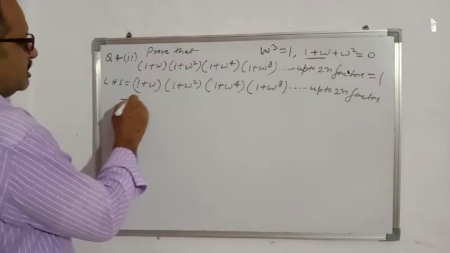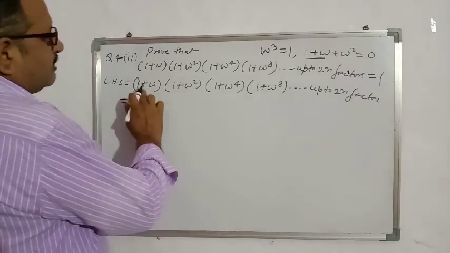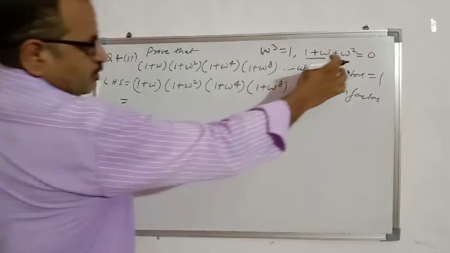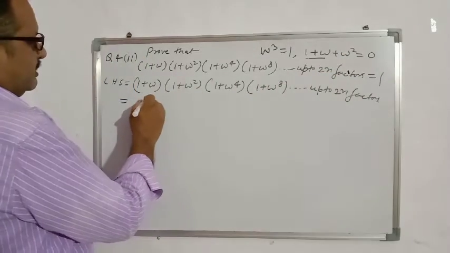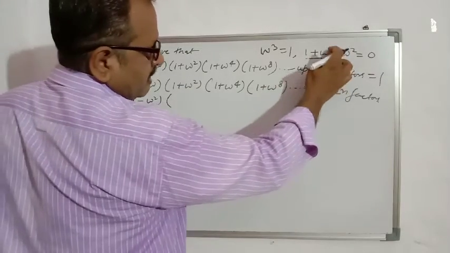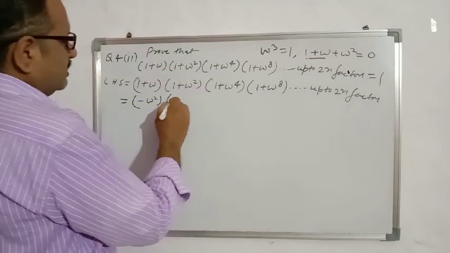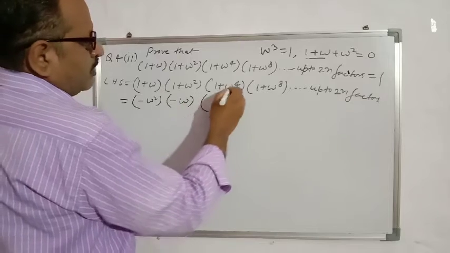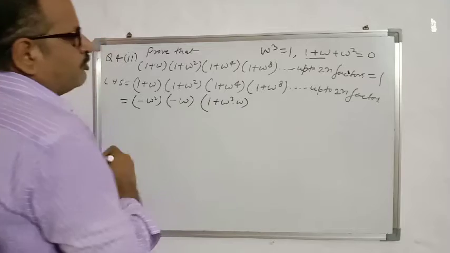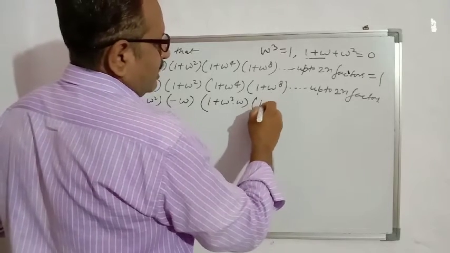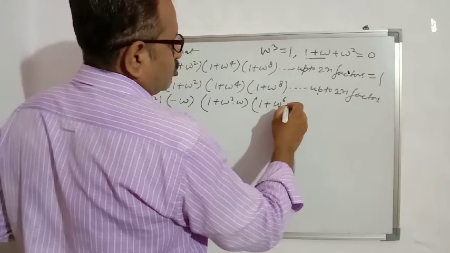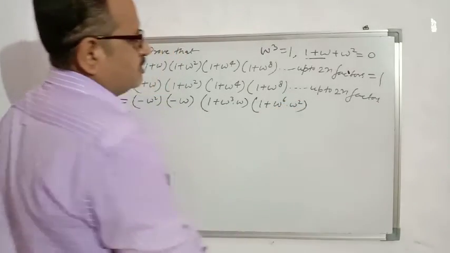So this is left hand side. What is 1 plus omega? From here, 1 plus omega will be minus omega square. Transpose omega square to the right side: minus omega square. And what is 1 plus omega square? Transpose omega to the right side: minus omega. 1 plus omega to the power 4, we can write omega cube into omega. 1 plus omega to the power 8, we can write omega to the power 6 into omega to the power 2.